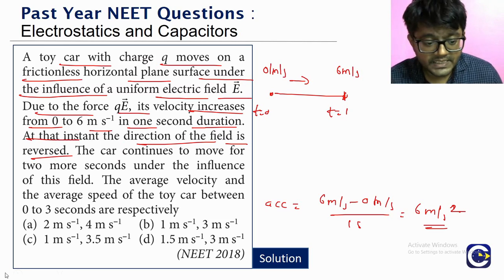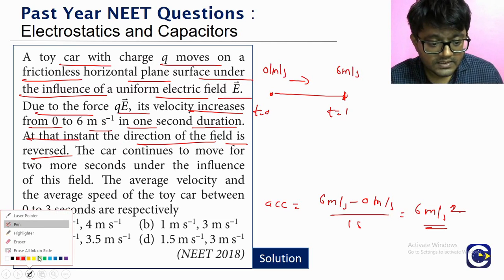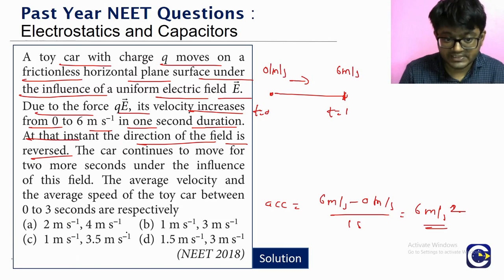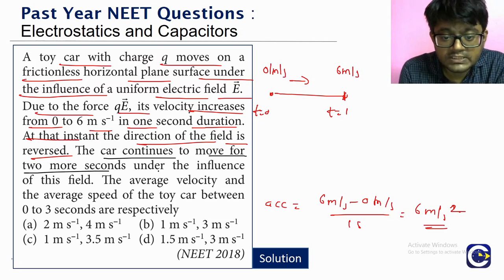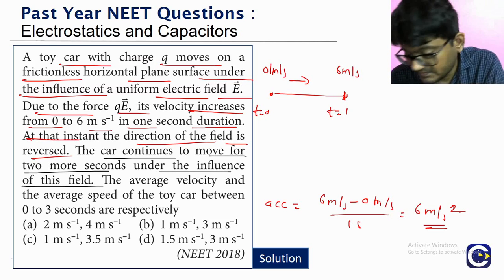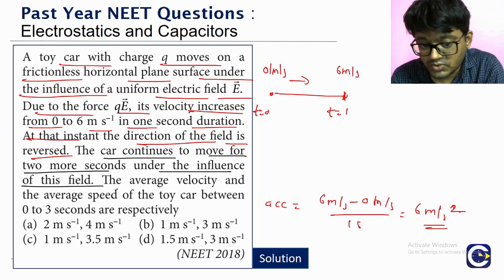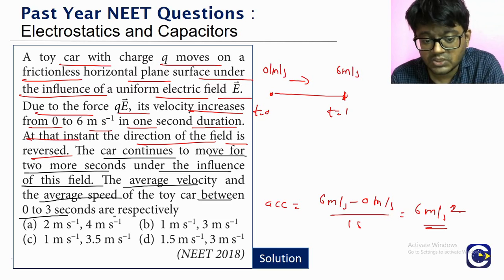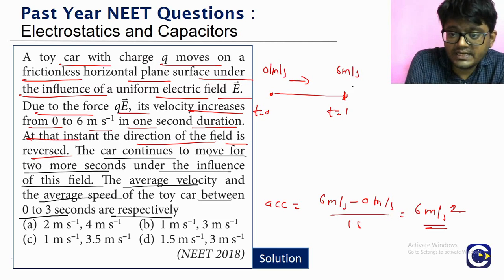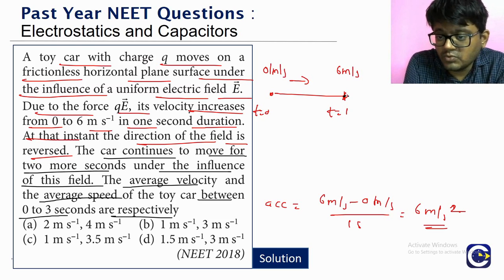The toy car will experience the same amount of acceleration but in the reverse direction. So we call it what? Retardation. The car will continue to move for 2 more seconds under the influence of this field. Means what? The car is going to move under retardation. The average velocity and the average speed of the toy car between t is equal to 0 and t is equal to 3 seconds. Look at it from here, right? It is going to move under a retardation.